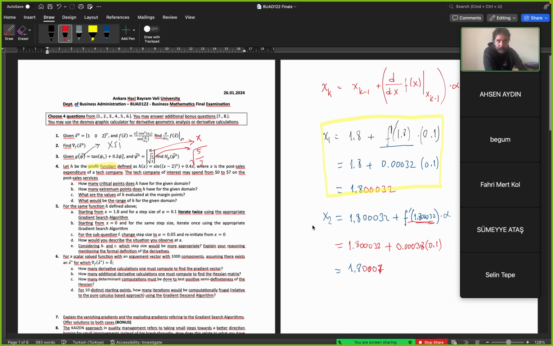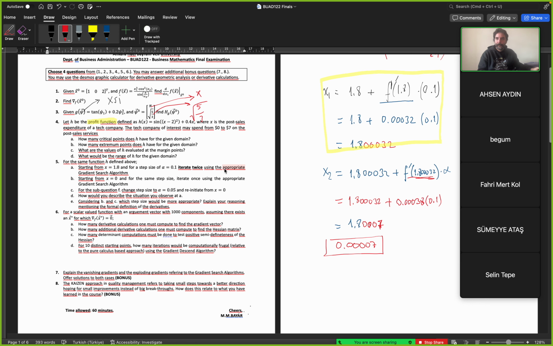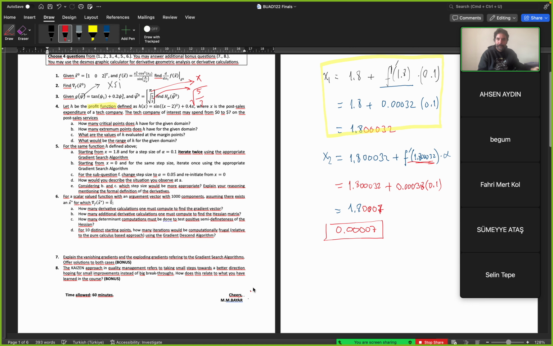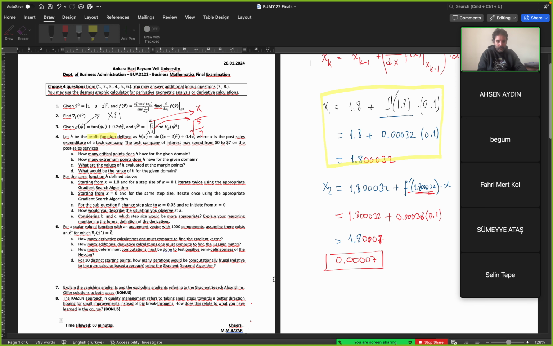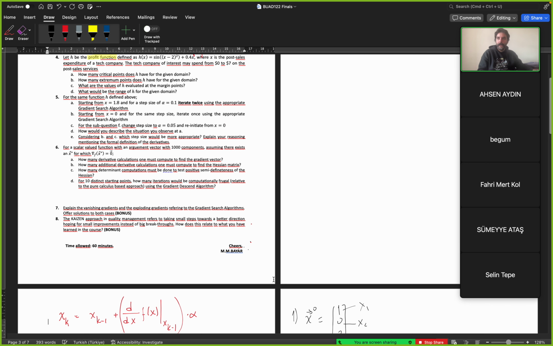The thing is, we have just moved by 0.0000 and 7. This is how much we moved from our initial solution. So it does not change practically. This is your first takeaway. This is 5A. Let me continue with 5B.